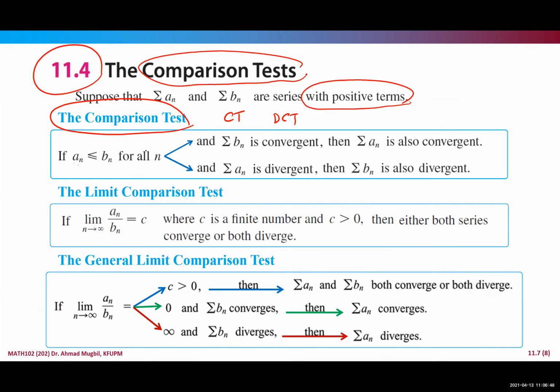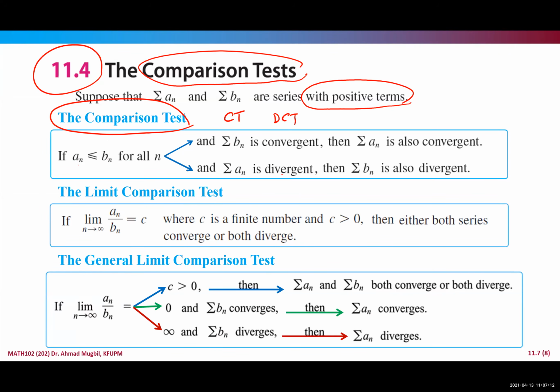The other part is this. If an less than bn and an is divergent, the smaller one, then the bigger one is also divergent. So if your series is bigger than divergent, then it is divergent. Otherwise, no conclusion. So to avoid this headache, use the limit comparison test. There is no need to compare there.